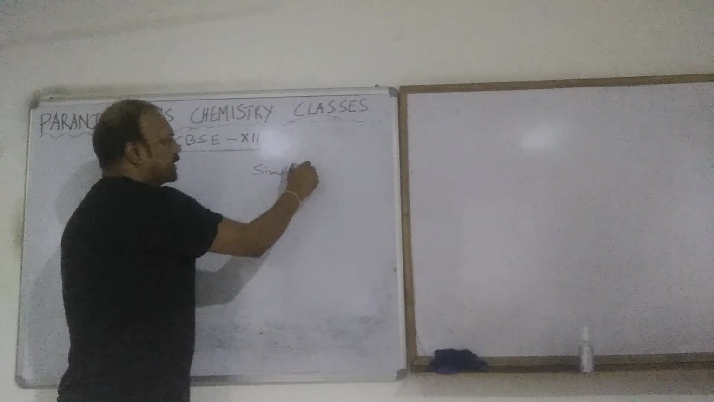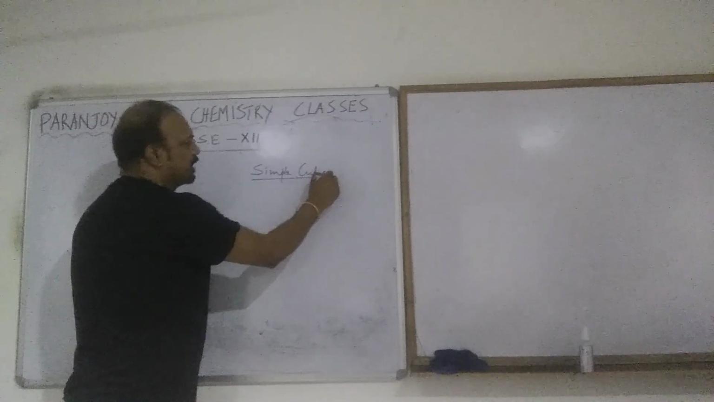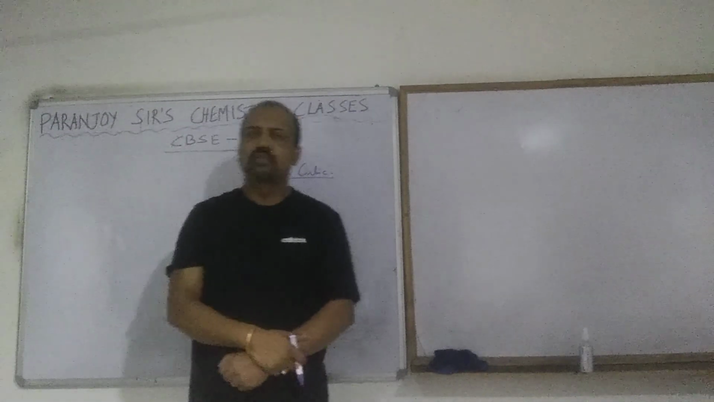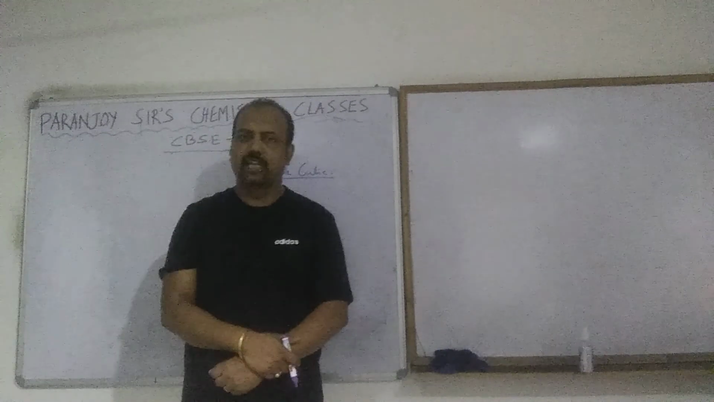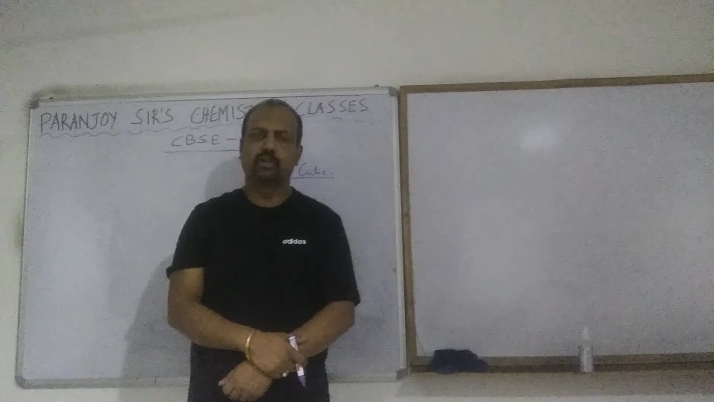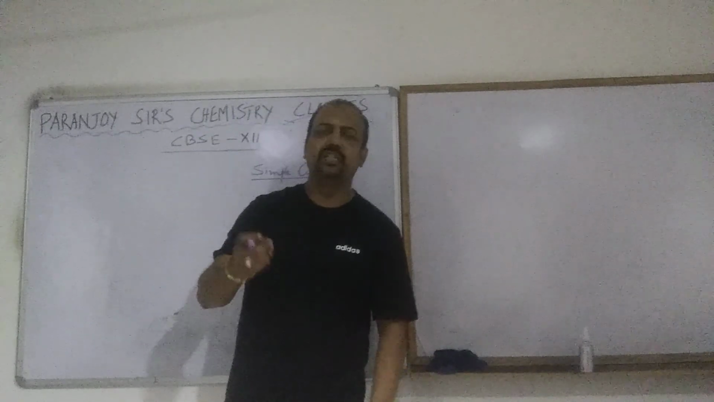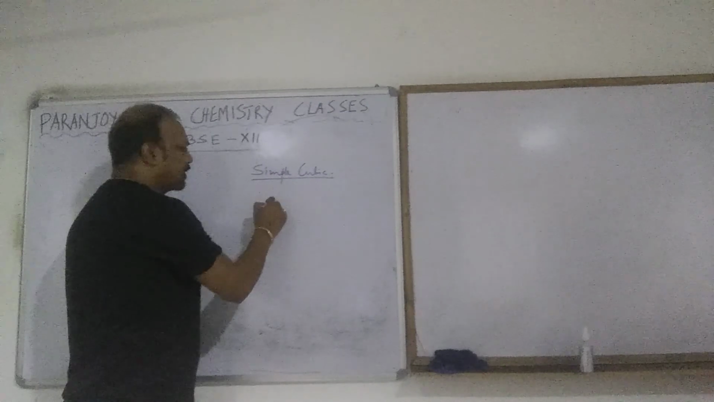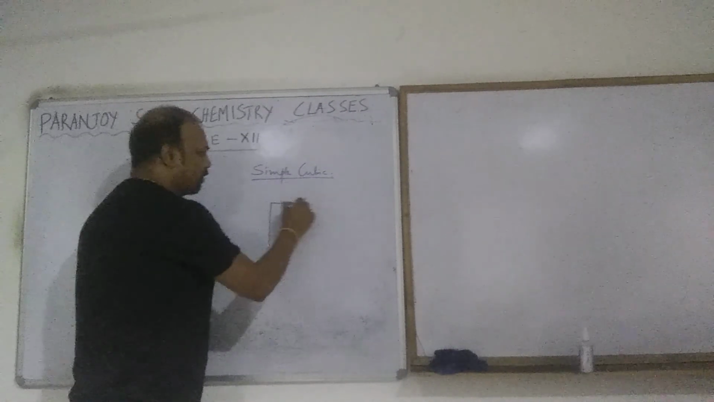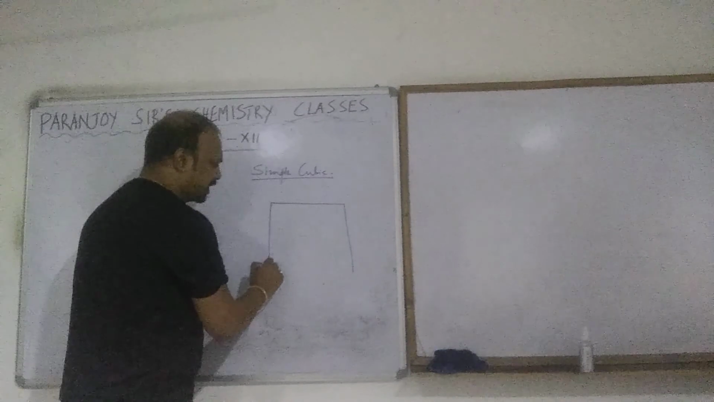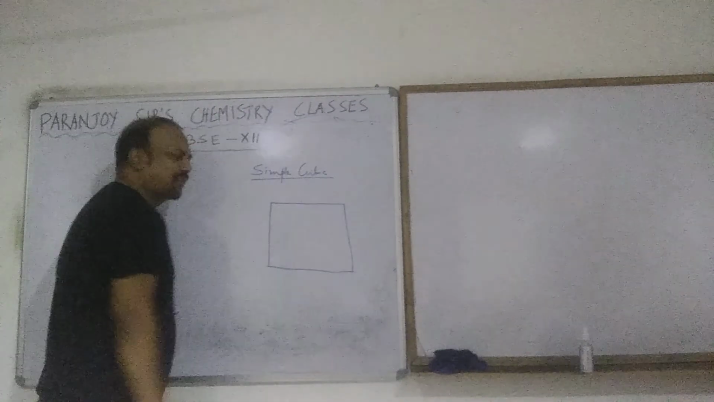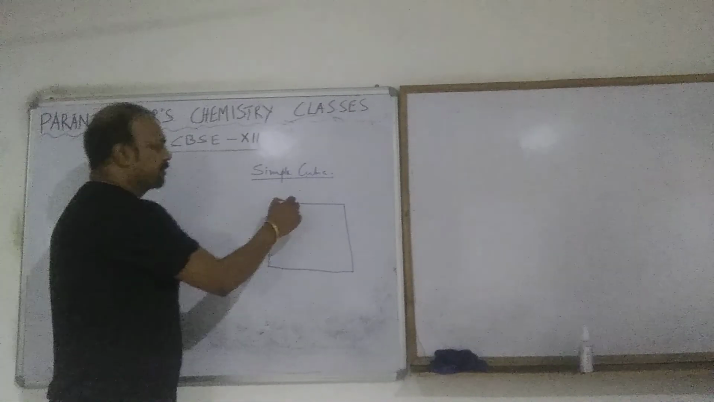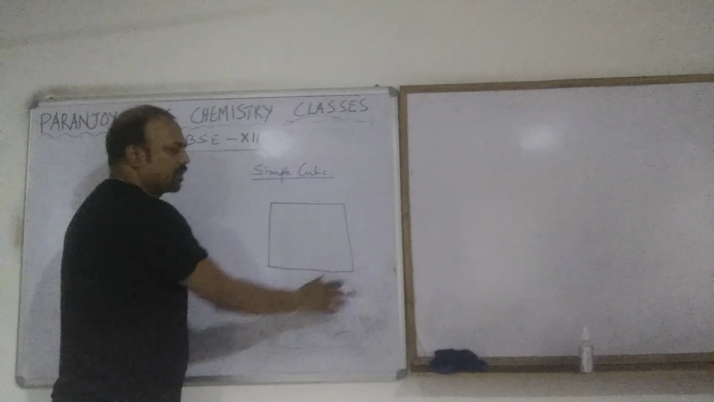Please understand it. Simple cubic means what? Simple cubic means the lattice points are present in the 8 corners of the unit cell, 8 corners of the cube. Okay, I am trying to draw it in 2 dimensions. So I am just trying to draw one face of it. If you understand one face, you will automatically understand it. One face of the cube, it is present in the corners.